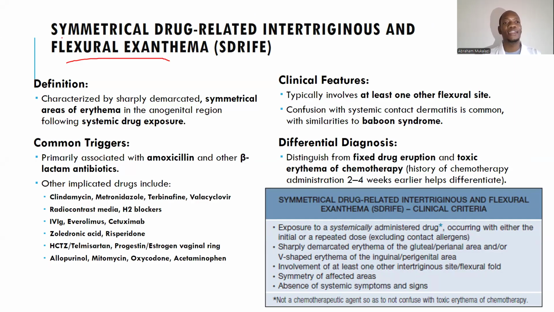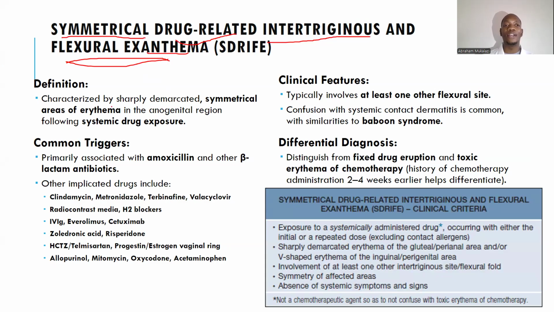Symmetrical meaning that if you see it on one axilla, it's also on the other side. Drug-related meaning that there's a history of a drug administration before the patient develops such eruption. Intertriginous, meaning that it occurs within the intertriginous areas, and then sometimes even also flexural. That means that the rash occurs in the flexural areas, and it is an exanthema. So it is a symmetrical drug-related intertriginous and flexural exanthema.